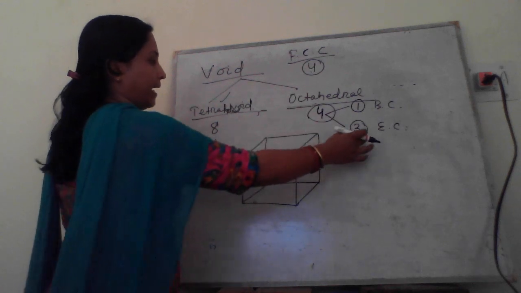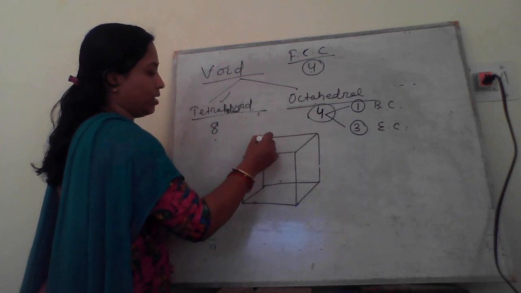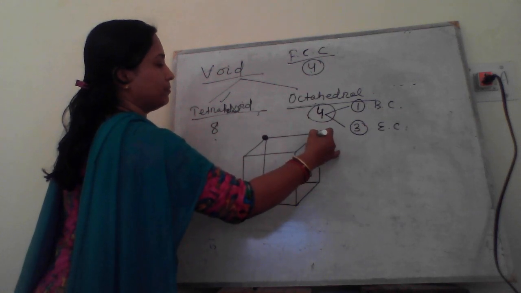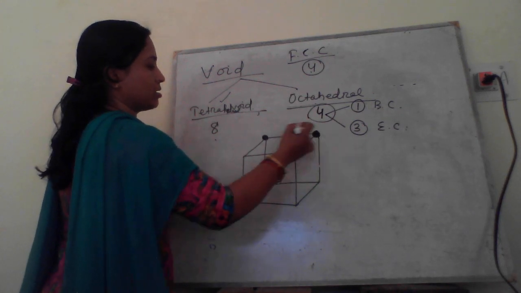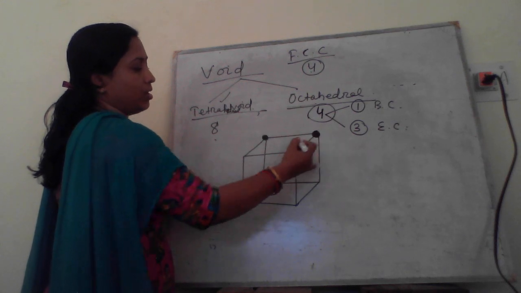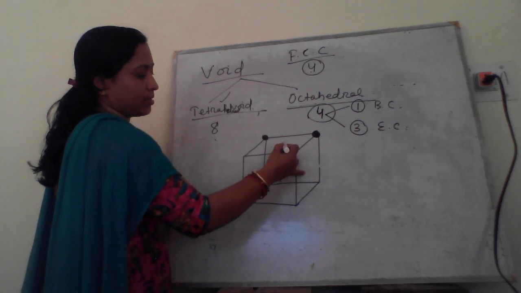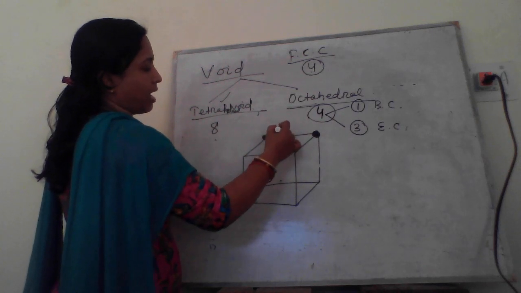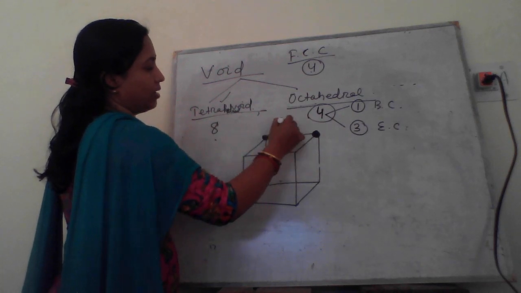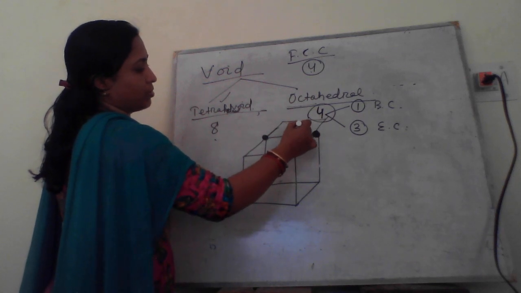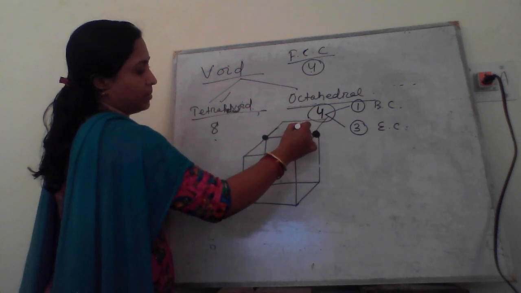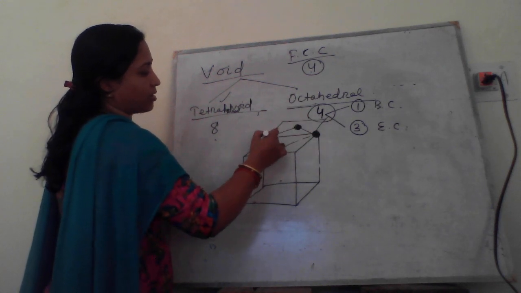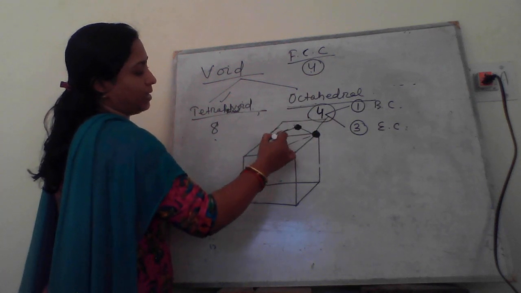So for edge center, just draw here. I'm drawing an atom at 2 corners. Here 1, then 2. Then here is a face, that's the 3rd. Then suppose another unit cell. So here this atom is 4. When we join these 4 atoms, a plane is formed.